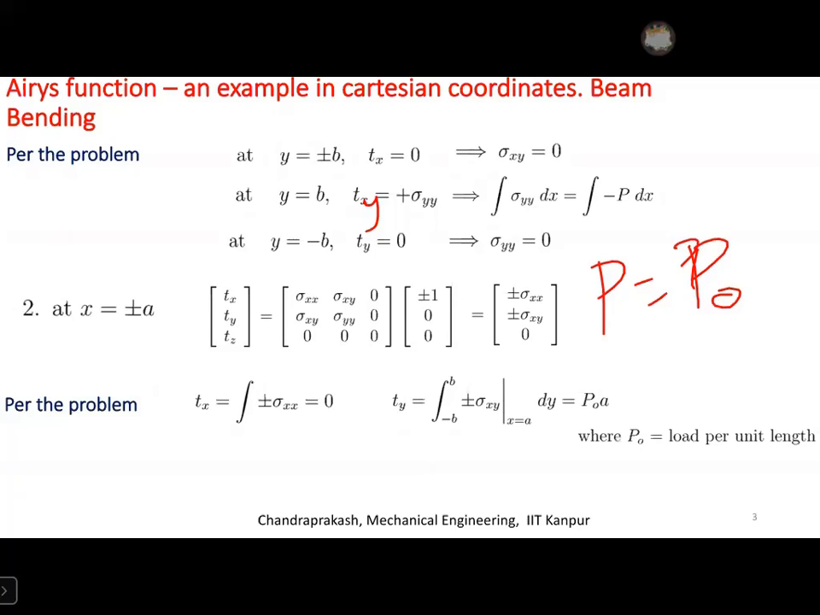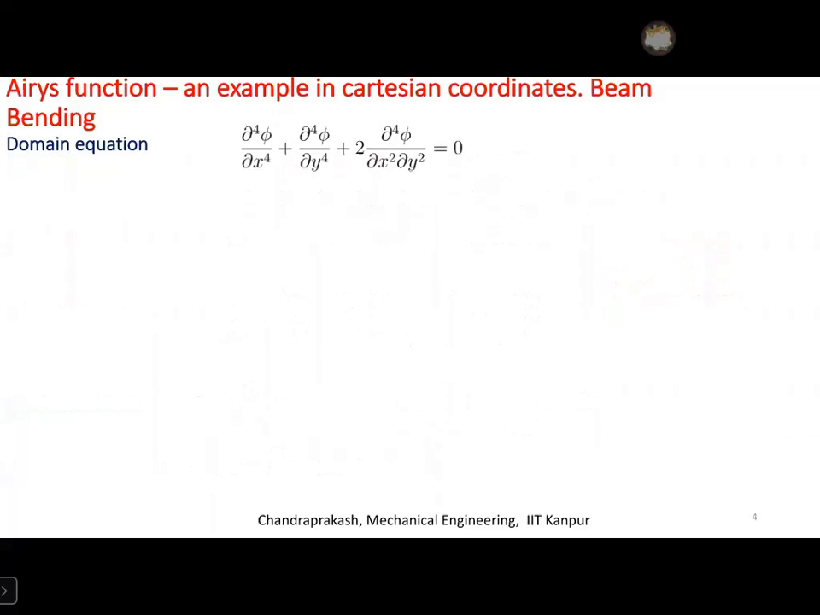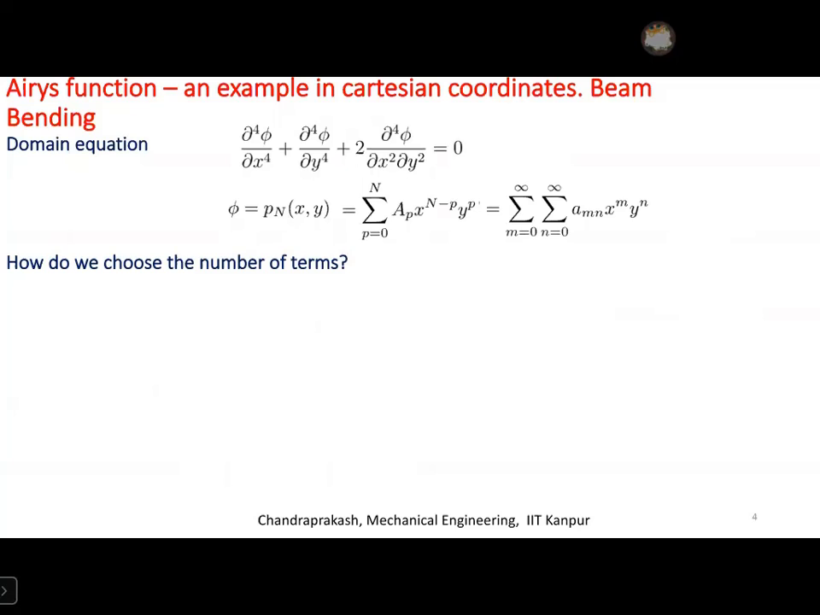Okay, and we have also said, since we are drawing the free body diagram, that you can accordingly construct the equation for moment. So we used these boundary conditions, and we started with the Airy stress function in the Cartesian reference frame, and we chose a polynomial. Now these are things which we know. I am just giving you a short recap.